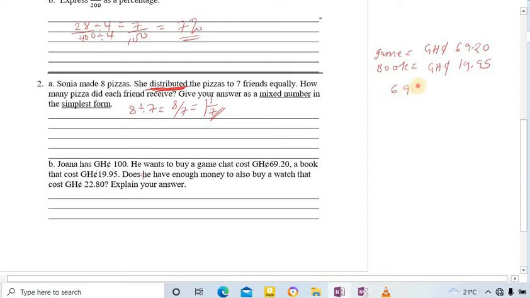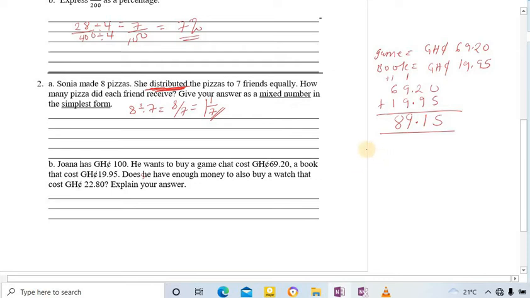69.20 plus 19.95. So we add quickly. 0 plus 5, 5. 9 plus 2, 11, remainder 1. 9 plus 9, 10, 10 plus 9, 19, 19, remainder 1, so we carry 1 here. 6 plus 1, 7, so 89.15.